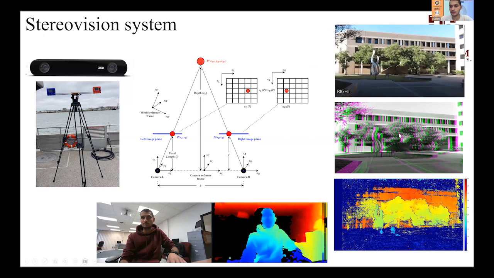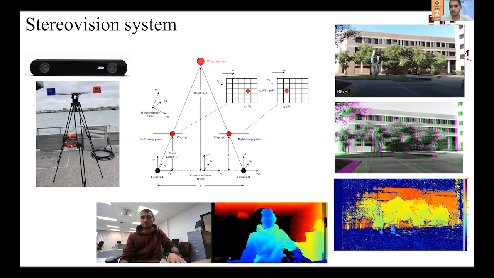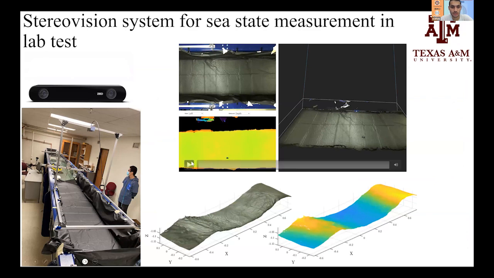So you can know that this tree is much nearer to the camera than the building behind it. So basically, this is the stereo vision system, a tool to measure the depth or the distance from the object to the camera. We have used the stereo vision system to measure the wave height.